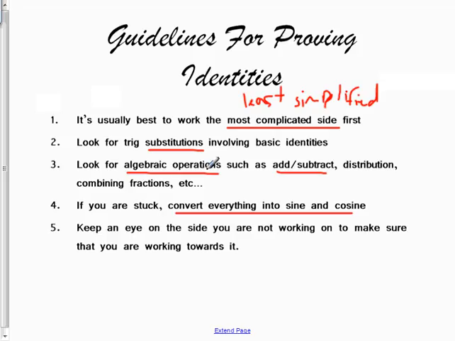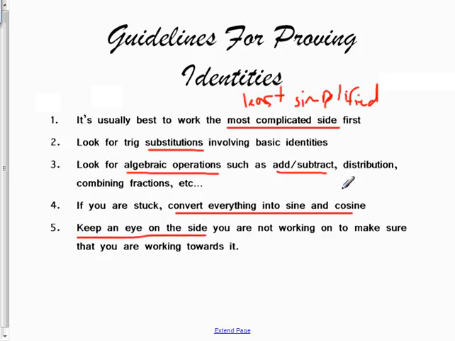If you think about all those identities and take a second look at them, they can all be written in terms of sines and cosines. So sometimes it's easier, if you're stuck, to see them in that format so you can cancel things. And then lastly, make sure you're keeping an eye on the side that you're not working on.